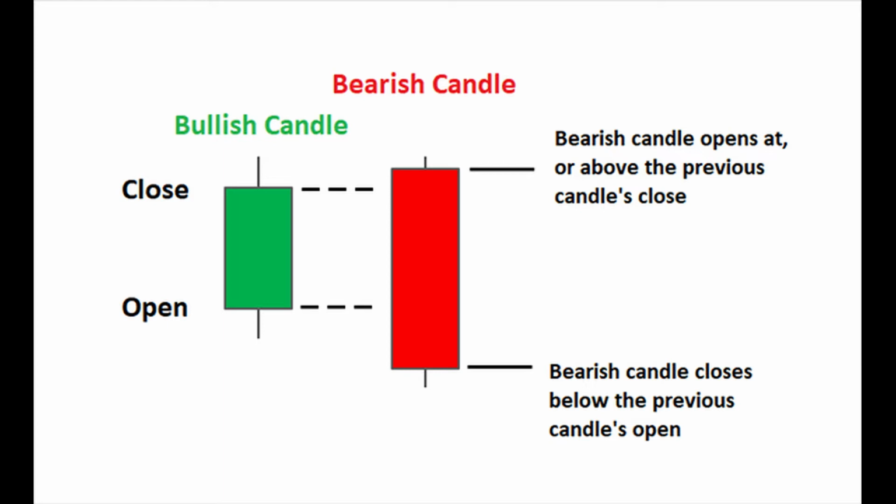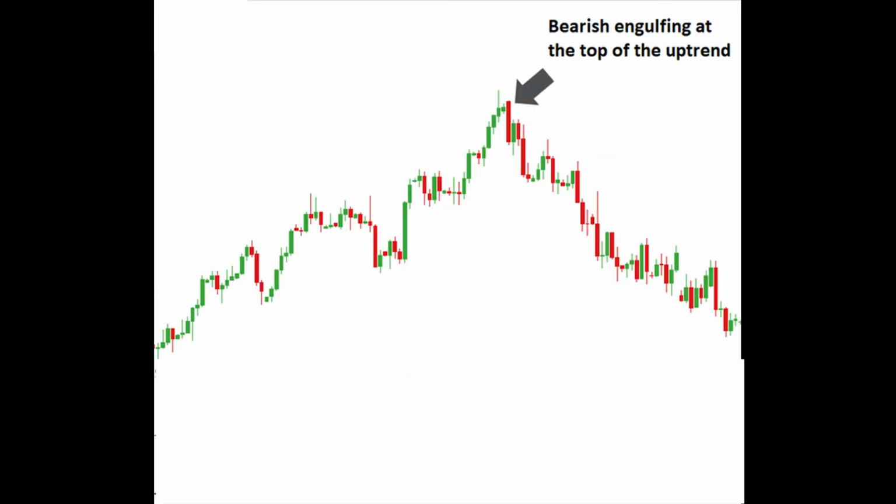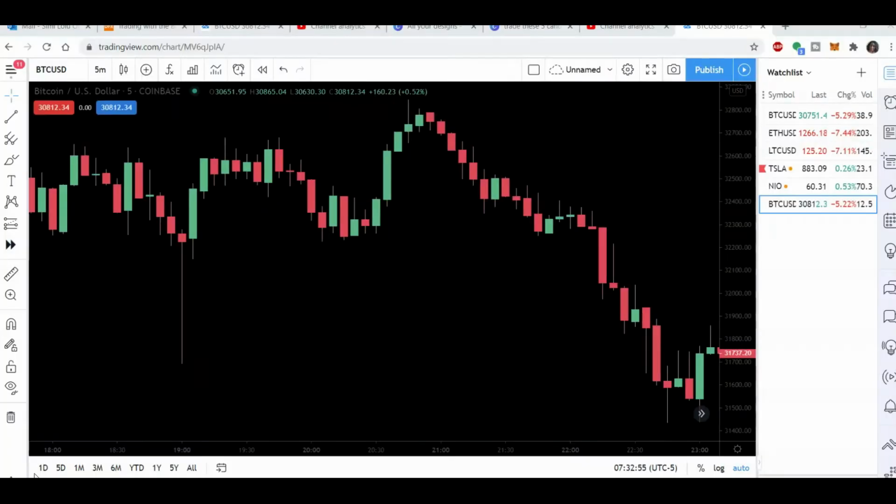For this to qualify as a bearish engulfing candle, the length of the body of the candle must completely engulf the length of the previous day's green candle. A bearish engulfing candle always occurs at the top of an uptrend. Because sometimes it's actually difficult to visibly identify an engulfing pattern, we want the help of an indicator to alert us when a pattern begins to form.